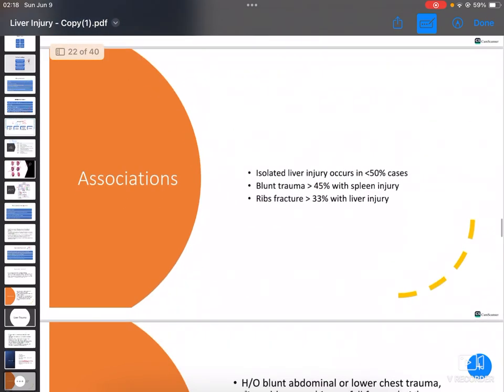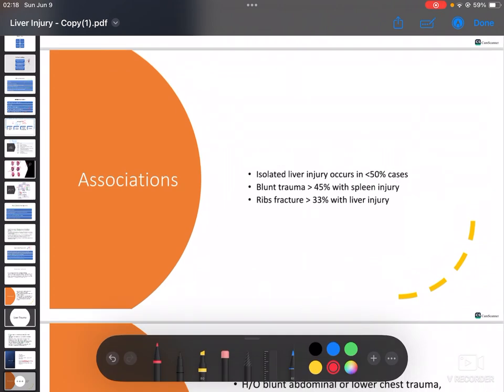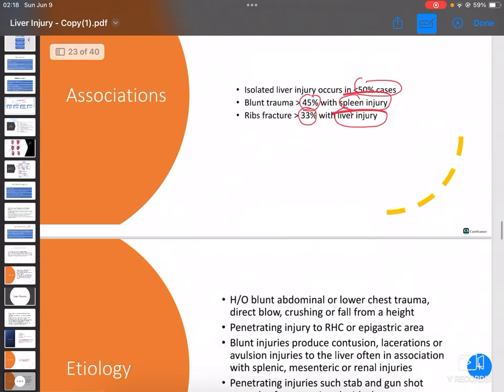Now come to the association. Associated liver injury occurs in less than 50% of cases. In blunt trauma, 45% have associated spleen injury, and rib fracture is associated with liver injury in 33%. So isolated liver injury occurs in 50% of cases. In blunt trauma, more than 45% have splenic injury, and rib fracture in 33% of cases is associated with liver injury.